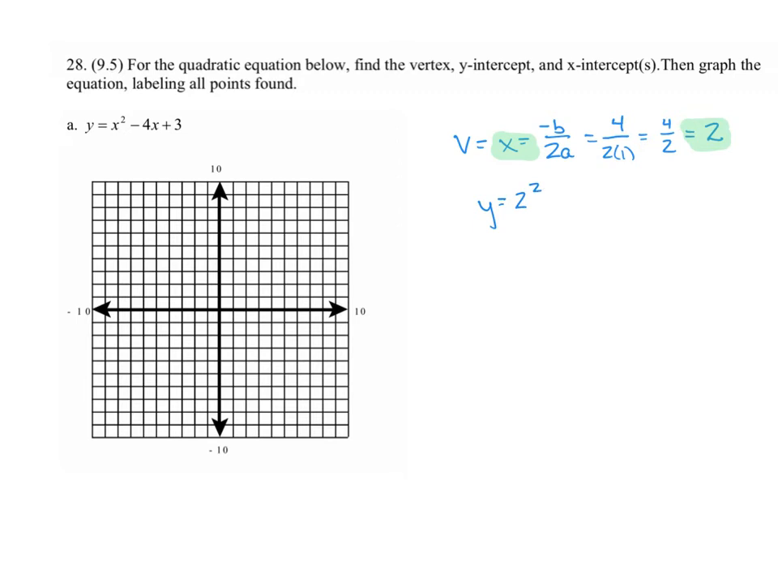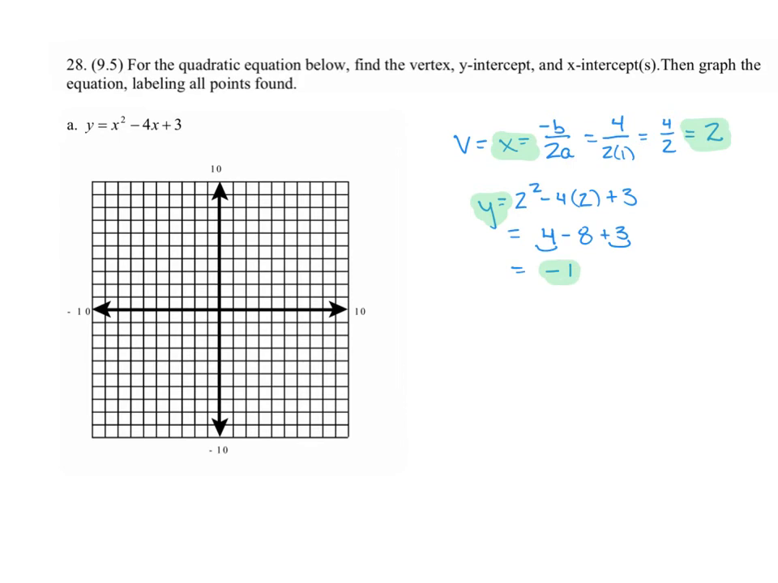We get 2 squared minus 4 times 2 plus 3. 2 squared is 4. 4 times 2 is 8. We bring down our plus 3. And if we finish this off, we get 4 plus 3 is 7. Minus 8 is negative 1. So the y-coordinate for the vertex is negative 1.